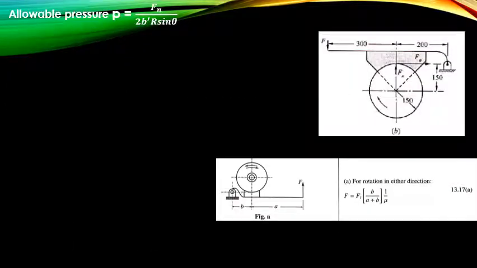Now we have the equation for finding the allowable pressure P as Fn divided by 2 into B dash into R sin theta. From this equation we can find the value of Fn, because we know the value of the pressure, the width, the radius and the angle. Substituting these values, we get the value of the normal force as 5727.56 newtons.